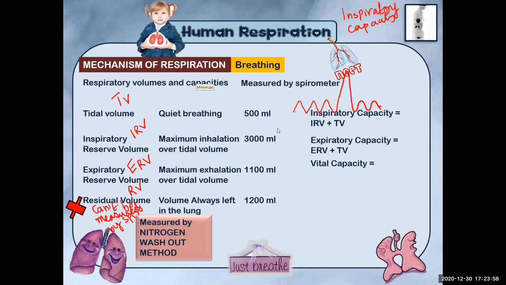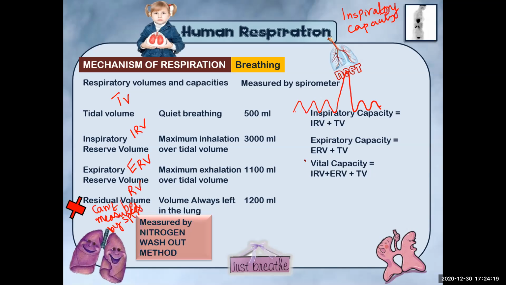I cannot use residual volume because it is always there in the lungs. I can't use it during breathing. What I can use during breathing is tidal volume, inspiratory reserve volume, and expiratory reserve volume. So that is the vital capacity of the lungs.